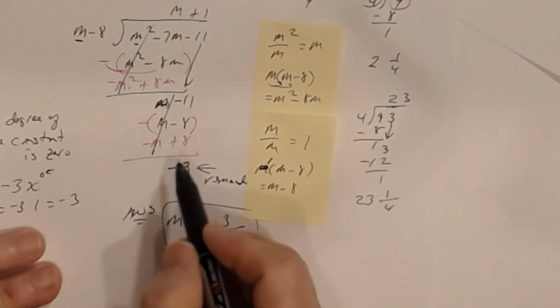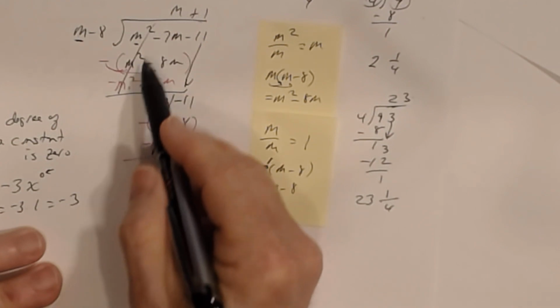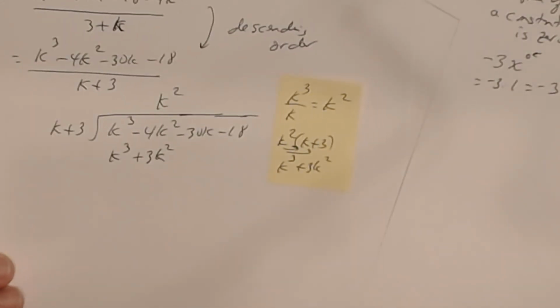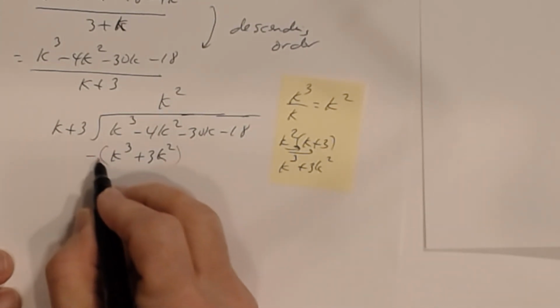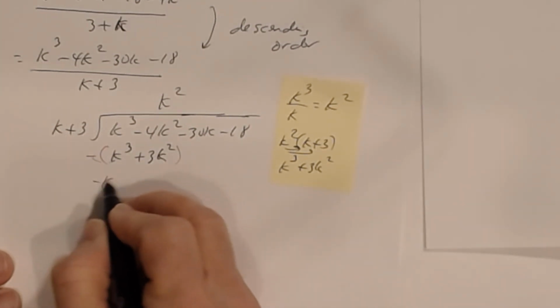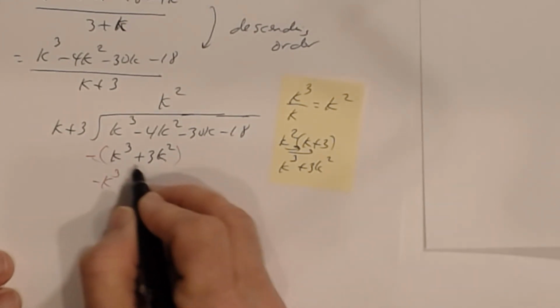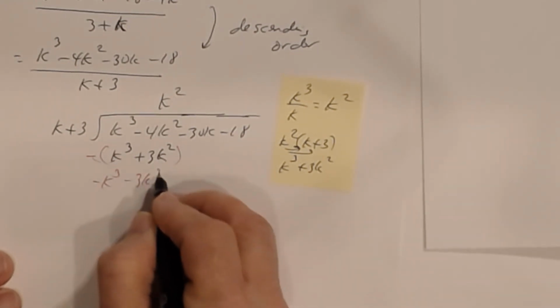M squared, M squared, M, M. So that way when you subtract, they cancel out. So now, again, it helps to do this. You're going to subtract these now. Now get rid of the parentheses. The opposite of k cubed is a negative k cubed. The opposite of 3k squared is a negative 3k squared.